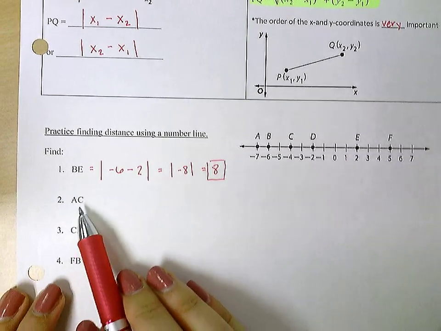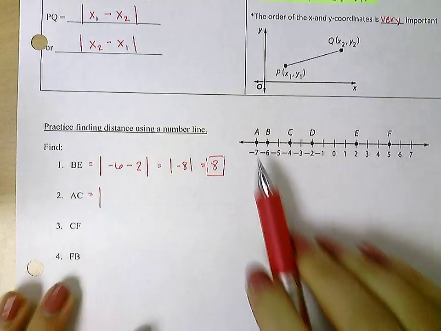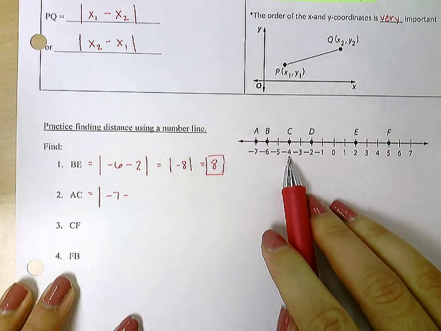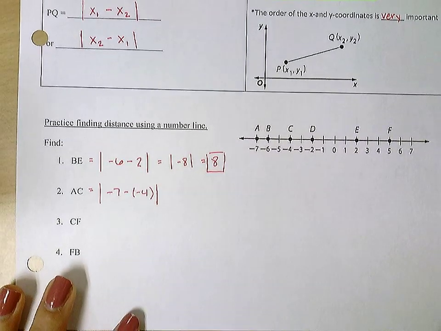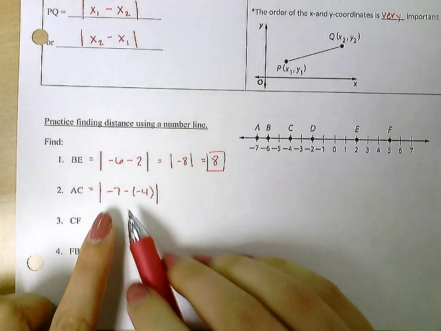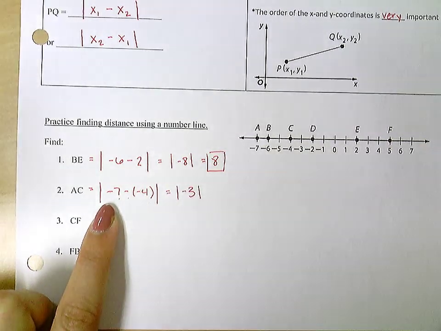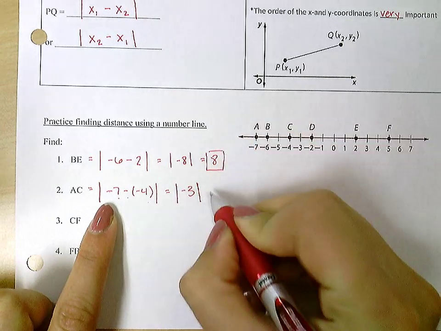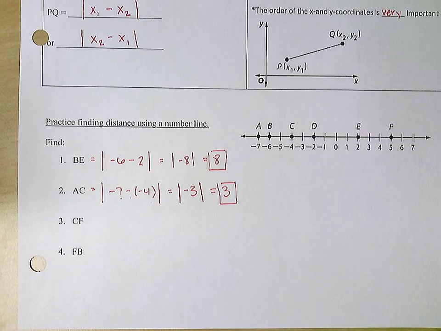Number 2, we're finding the length of AC. Okay, so using my formula again, I need point A. Point A is at -7. Subtract point C. Point C is at -4. Okay, so I have -7 minus a -4. That is the absolute value of -3. I'm going to make my absolute value signs a little longer here, which is 3. Questions on those two problems? All right, do 3 and 4.